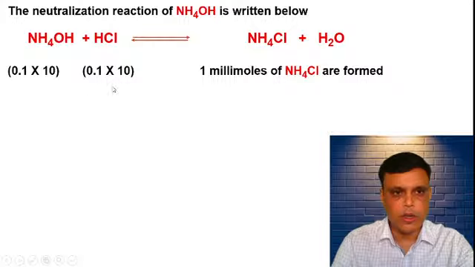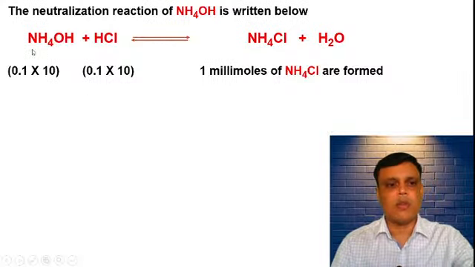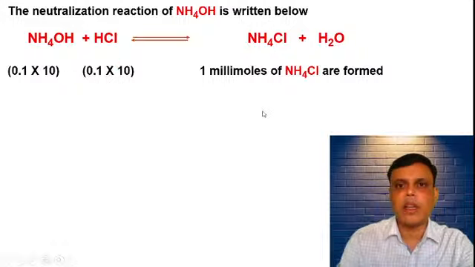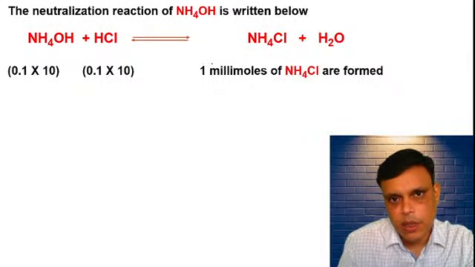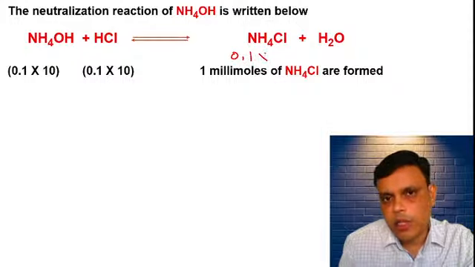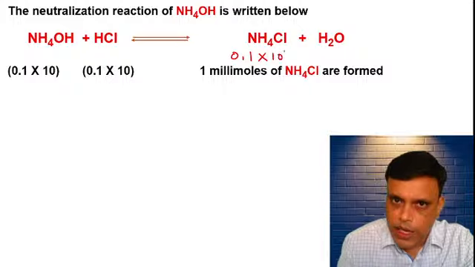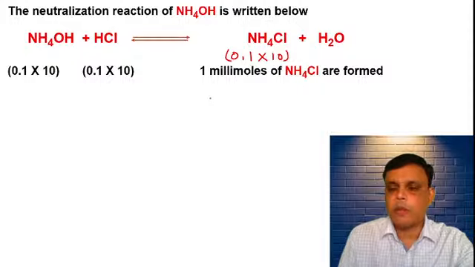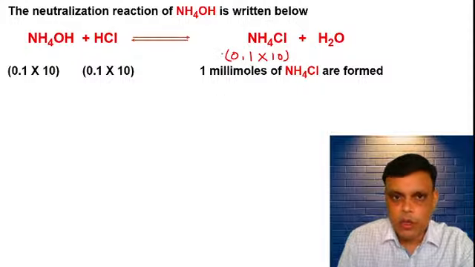How will you calculate the millimoles? That is concentration into volume. The concentration of ammonium hydroxide is 0.1 normal. Volume कितना react हुआ है? 10 ml react हुआ है. Concentration of HCl is 0.1 normal. कितना volume add किया हम लोगों ने? We have added 10 ml of 0.1 normal HCl from the burette, and same concentration of ammonium chloride will get formed. So concentration of ammonium chloride formed is 0.1. और कितना हो जाएगा? 10 react होगा. Here also 10 ml of ammonium chloride will get formed. So millimoles of ammonium chloride is 0.1 into 10, so it is 1 millimole.